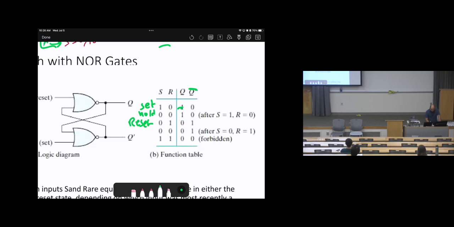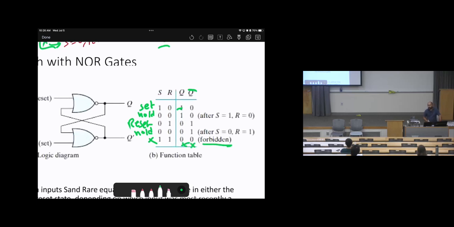After that, both are zeros, so we are on hold. Then if both are ones, this is forbidden state, which we don't want to occur. Avoid this, or something wrong will happen. Okay? Any questions?